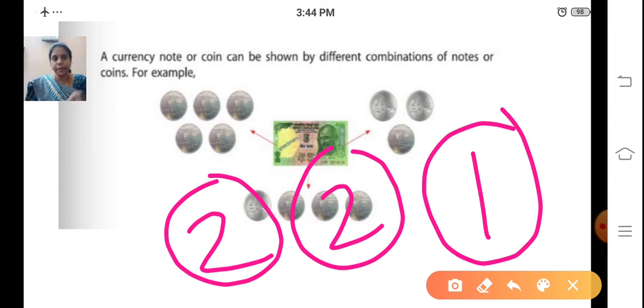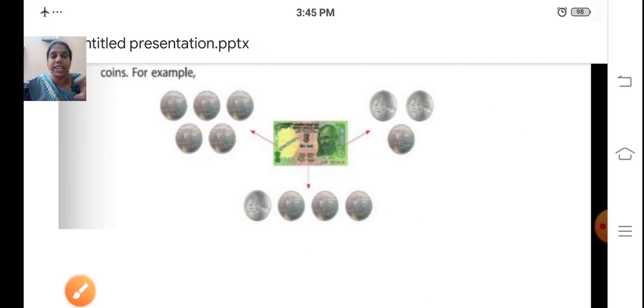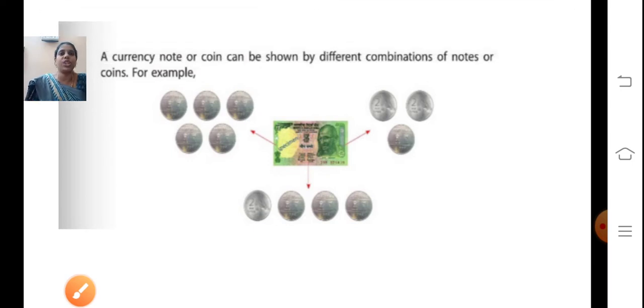I'll show you an example. See, I'm having one 2 rupee coin and one more 2 rupee coin, right? And one 1 rupee coin. Altogether 2, 2 and 1 makes 5 rupees. So a currency note or coin can be shown by different combinations. See, two 5 rupee coins make 10. I'm having one 5 rupee and one more 5 rupee. These two 5 rupee coins make 10 rupees, isn't it? So like this you can make a combination.